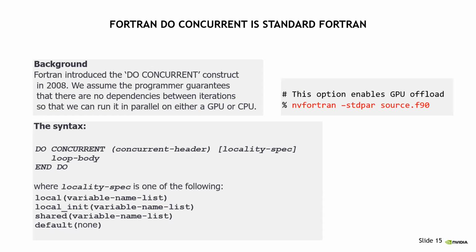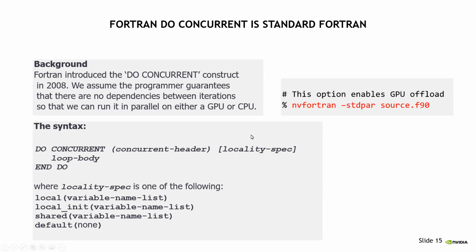The Fortran do concurrent is standard Fortran. The syntax of it is included there. There are some extensions that maybe you're not aware of. Locality spec. This is similar to OpenMP's private or shared, basically saying for the variables that are inside the loop, do we need a private copy of them or a shared copy?